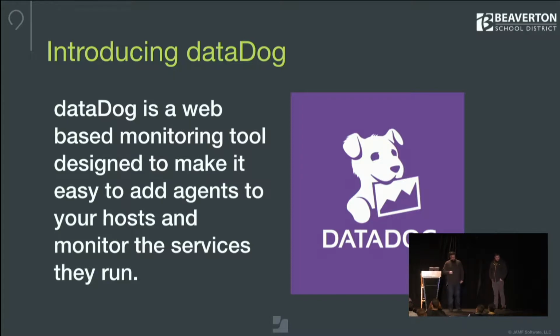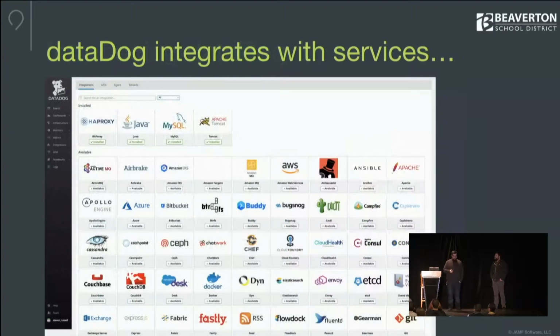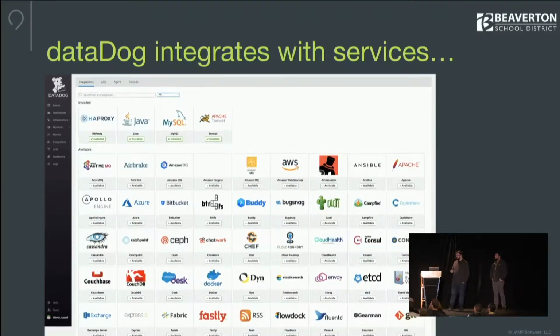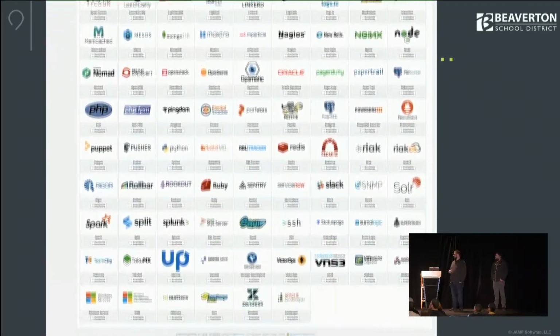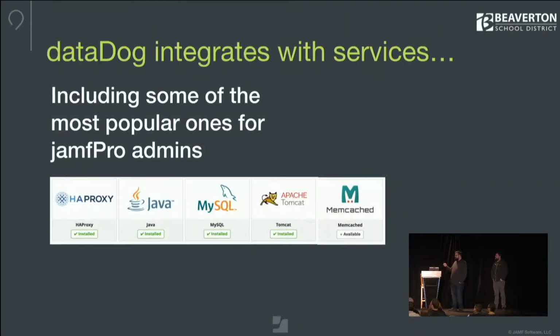So again, Datadog, it's a great tool, and you put an agent on your server, and it monitors a whole bunch of services. Here are all the services that they monitor. It just keeps going. And finally, these are the ones that we would likely use in our Jamf instances. We've got Java, which runs Tomcat, and MySQL, which is a database. Well, Java and Tomcat work together, sorry. Memcache is another thing we turn on. My load balancer is running HAProxy, but you can use any other tool for that as well.